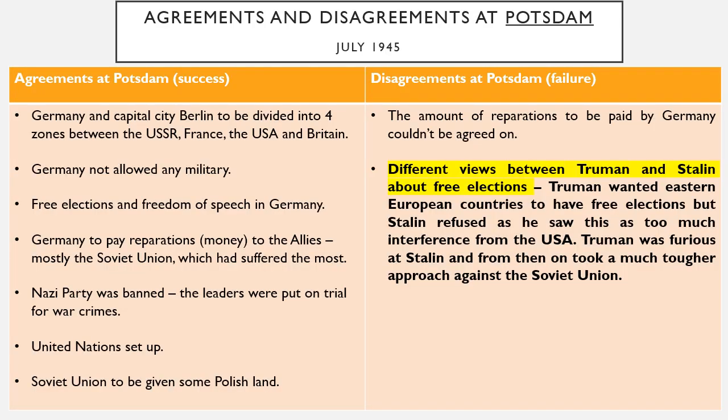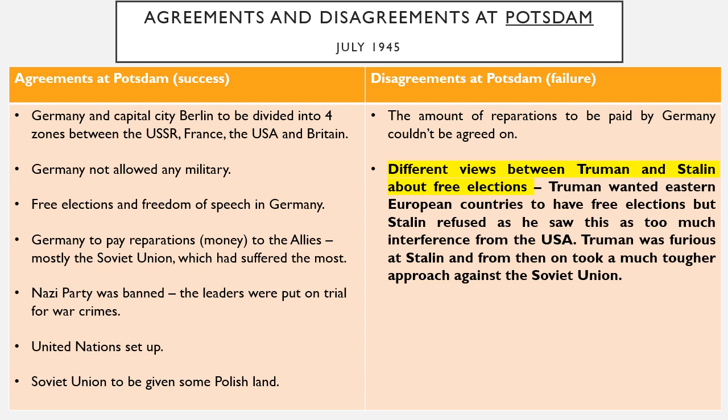Okay. Things they agreed. Well, things they kind of re-agreed and reaffirmed, I suppose, is that Germany and the capital are going to be divided up into four, handled by the four members of the Allies. Okay. Germany is having its military taken away, and eventually it sets up a defense force. They agree that there's going to be free elections and freedom of speech and no more oppression, no more censorship in Germany like there'd been before.